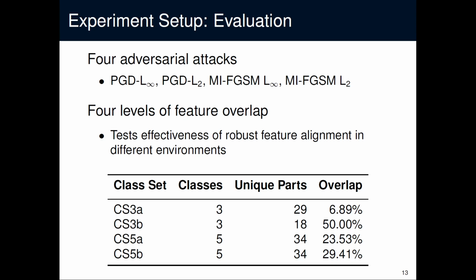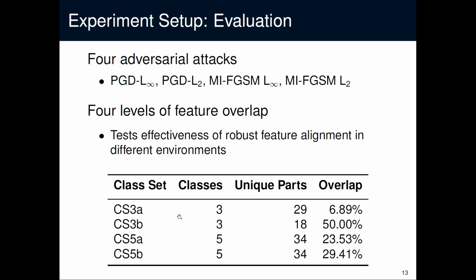In this experimental setup, we also evaluate 4 adversarial attacks: PGD L infinity, PGD L2, MIFGSM L infinity, MIFGSM L2. In addition, we also look at the very important concept of feature overlap. Feature overlap is going to look at how many features are similar between the different class sets we want to evaluate. So let's take an example here.